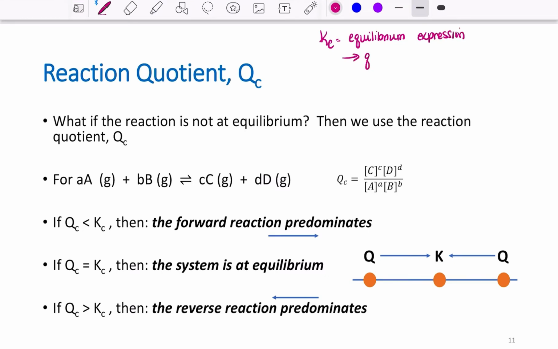It's the quotient of your reaction at equilibrium specifically. The reaction quotient, or QC, is your reaction quotient at any point in the reaction.